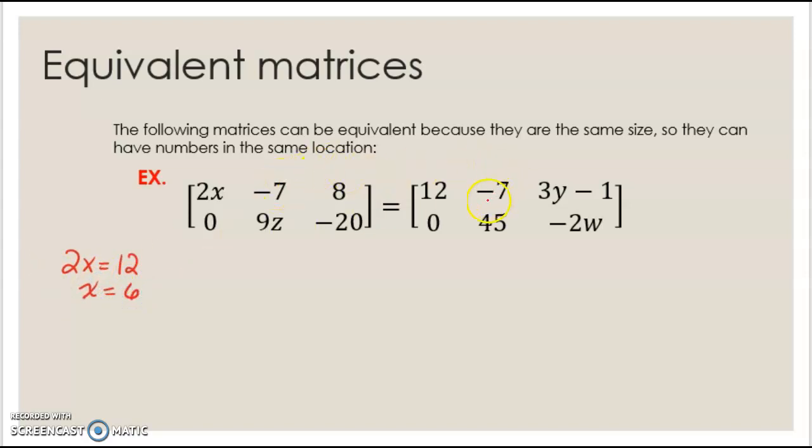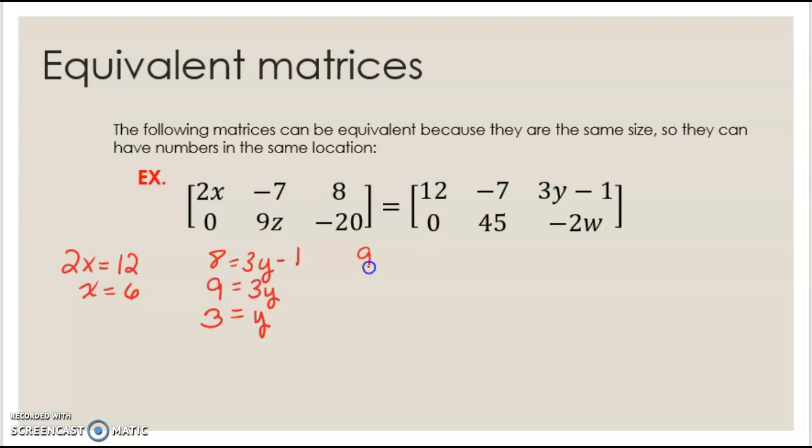-7 equals -7. 8 equals 3y minus 1. You add 1 to both sides, 9 equals 3y. Divide by 3, and y equals 3. 0 is the same as 0.